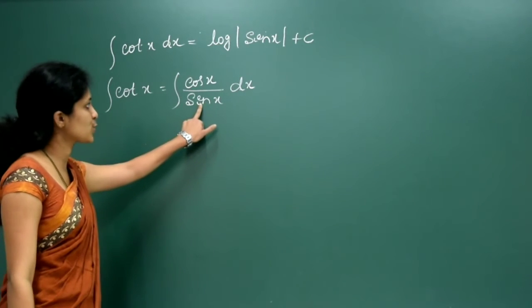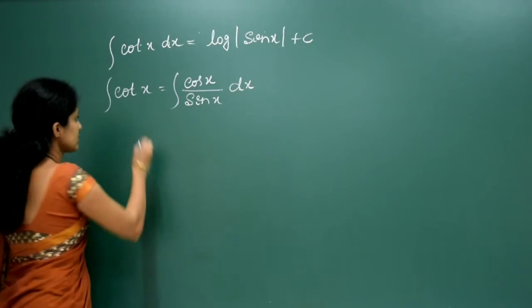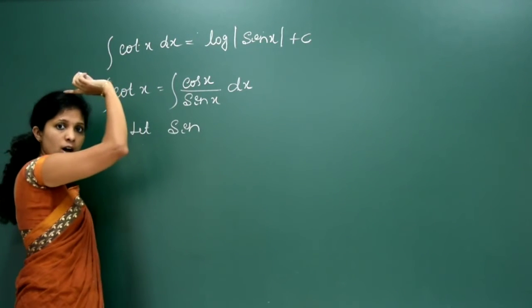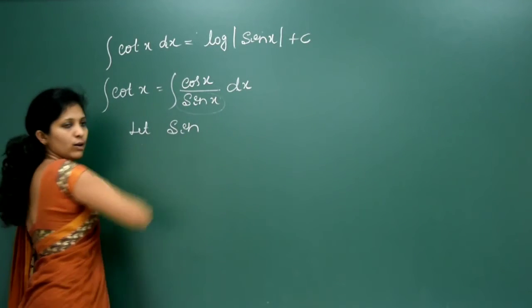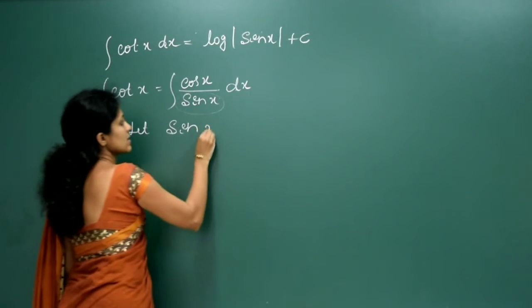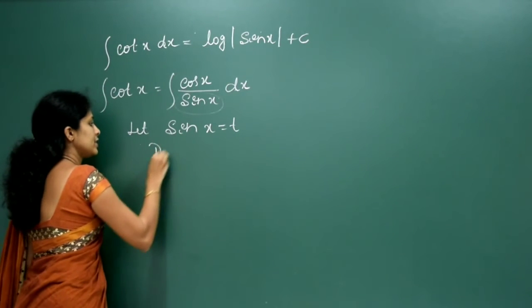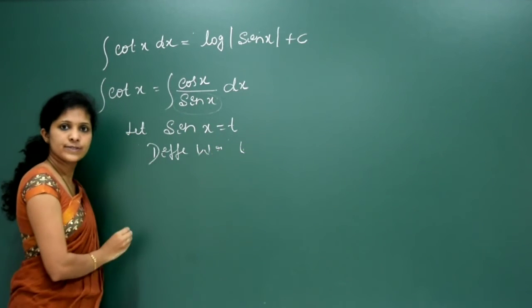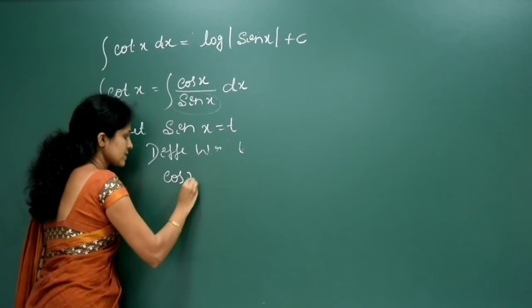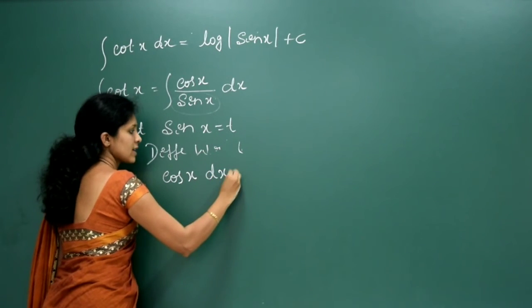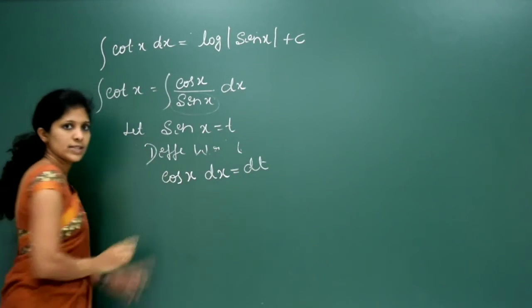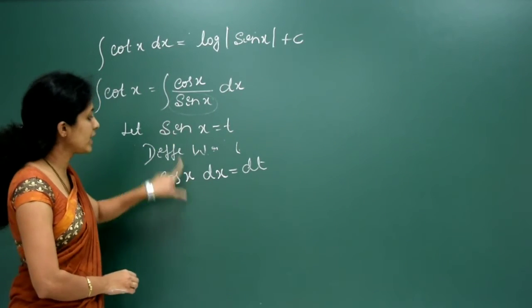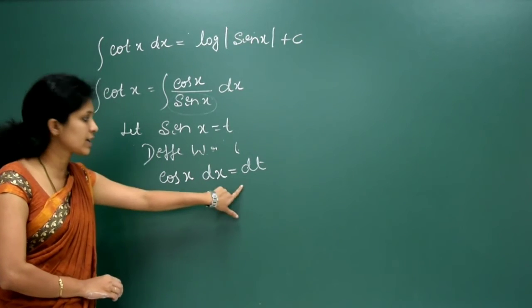Here we need to give the substitution for the sin function. So we will substitute that. Let sin x is equal to t. There we gave the substitution for cos; here the denominator we have to keep. Differentiate with respect to t: derivative of sin x will be cos x, into dx by dt is equal to 1. So we can write, cos x into dx is equal to dt.